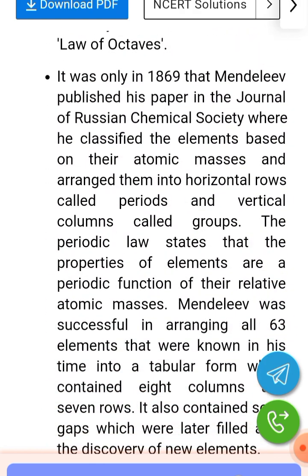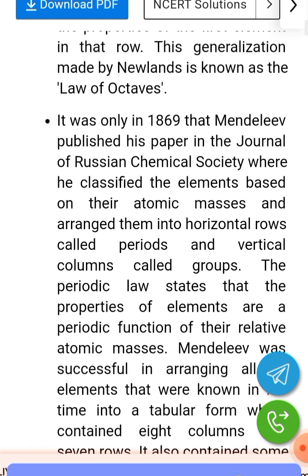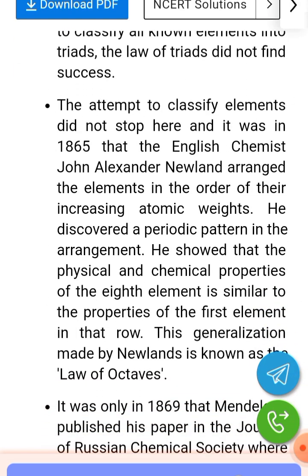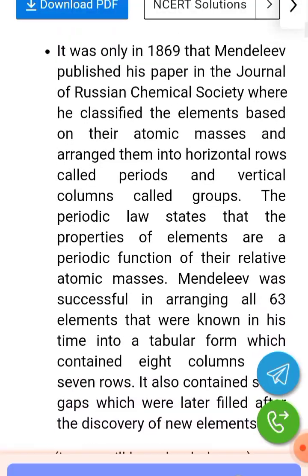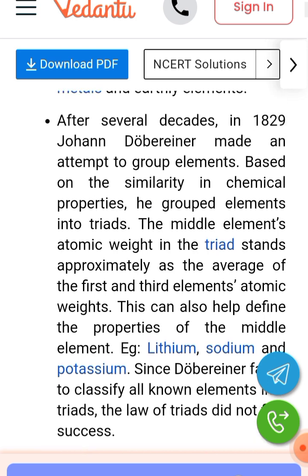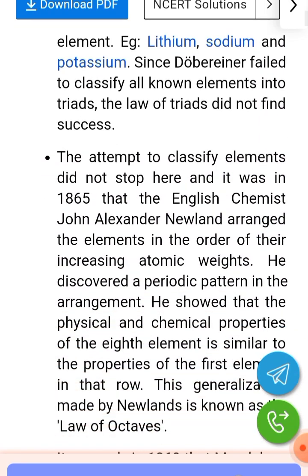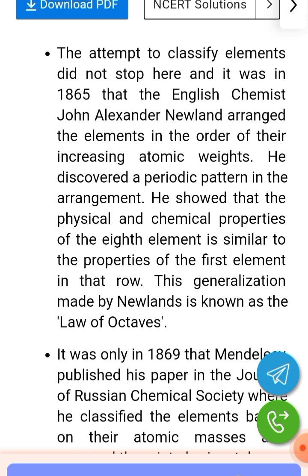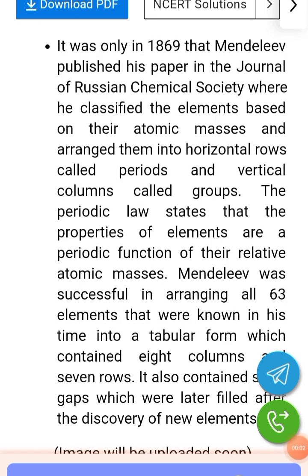Now, it was only in 1869. We have already done that. We have already done this now. We stop at this law of triads. Let's start. The attempt to classify elements did not stop here. We continue. I just want you guys to get little things about this history.